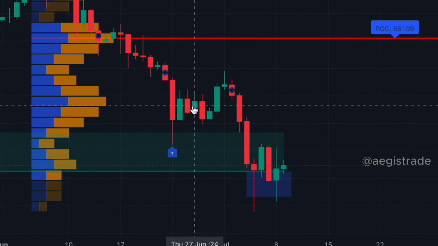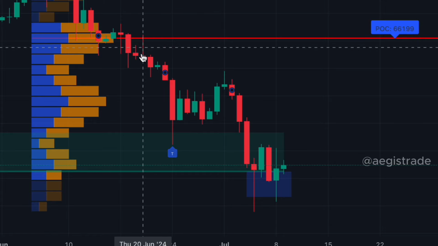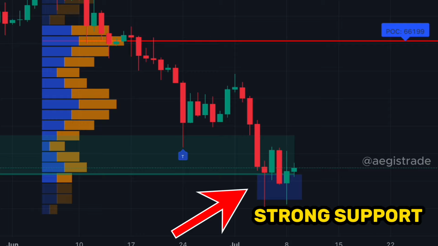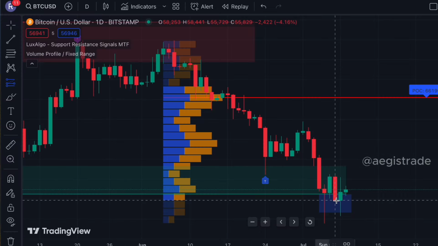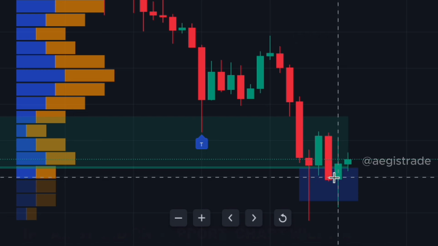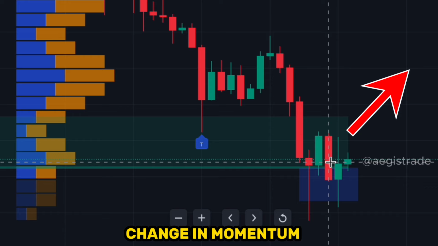Next, we will try to simulate the trading strategy. Basically, at this area, the chart has reached and touched the support area zone. Basically, this area will form a strong support for the chart. If the chart can stand strongly on the support zone, basically it will have a change in momentum upwards if the support can hold against the chart's downtrend momentum.